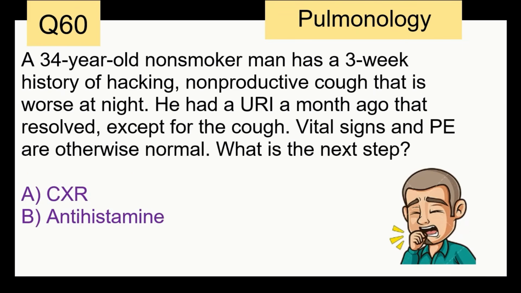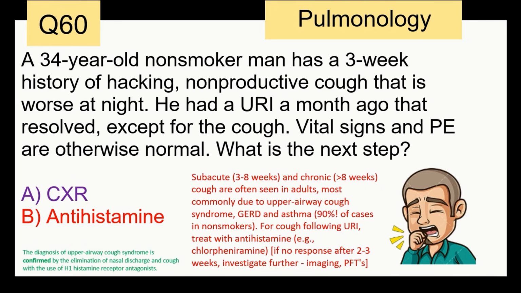60, a 34-year-old non-smoker man has a 3-week history of hacking, non-productive cough that is worse at night. He has had a URI a month ago that resolved except for the cough. Vital signs and PE are otherwise normal. What's the next step? So here he has this cough that continues. We want to give an antihistamine. The diagnosis is actually confirmed by giving the antihistamine, and we see elimination of the nasal discharge and cough. That would be a diagnosis of upper airway cough syndrome. And just in terms of definition, subacute cough would be 3 to 8 weeks, and chronic would be more than 8 weeks. If there's no response, then we're going to have to investigate further, for example, with imaging and PFTs.